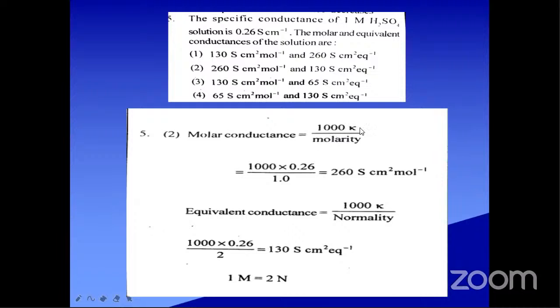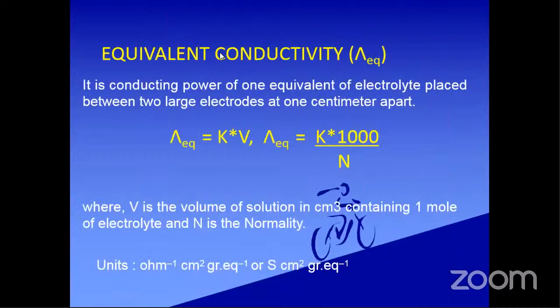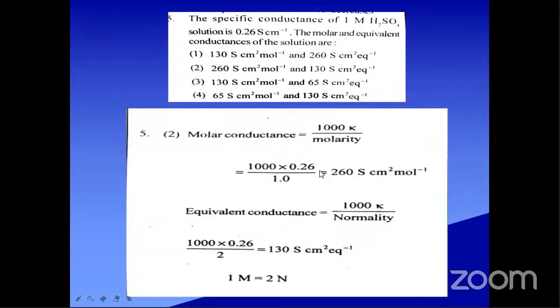So I'm substituting 1000 into K by molarity. So 1000 into what? Specific conductance is given. In this one, K is the specific conductance, given as 0.26, divided by 1.0. Why? Because here 1 molar H2SO4 is given. So 1000 into 0.26 means 260 divided by 1. How much? 260 Siemens centimeter square mole inverse. Why? Because this is the molar conductance.